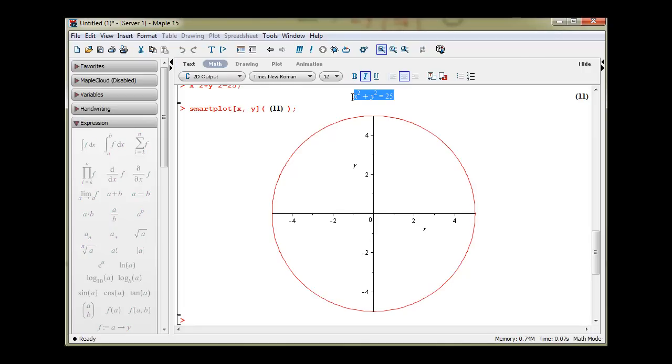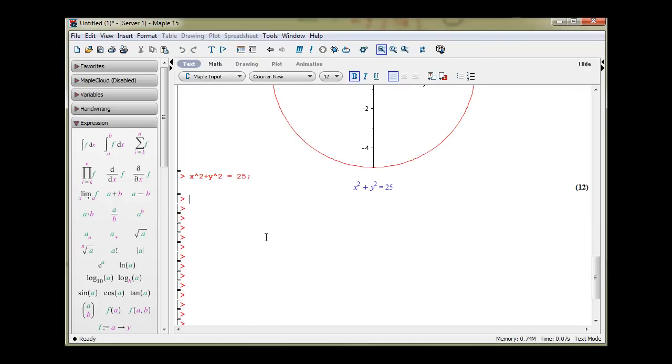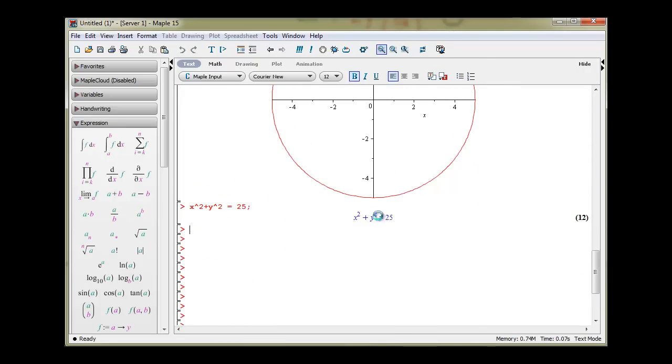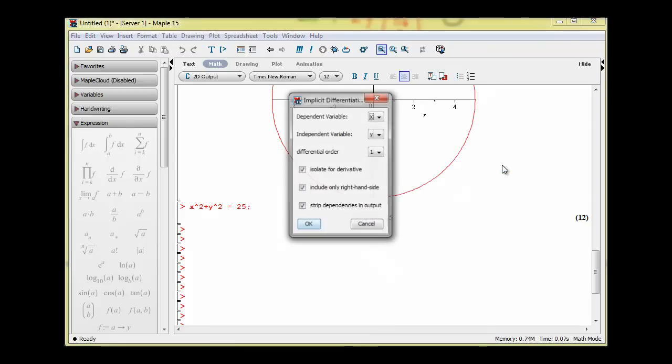Okay, I'm going to come up here and copy this and paste it down here. And I'm going to differentiate this. Now when we differentiate this, I right click on it and I choose differentiate, and now notice I have an option that's never come up before. Before it would just always come up with respect to, and I would choose x. But now I have this implicit portion because Maple recognizes that this is an implicit curve or an implicit graph. So let's choose explicit and let's see what happens here.